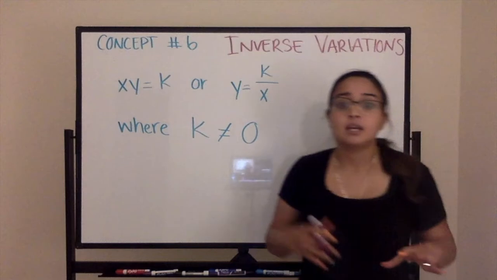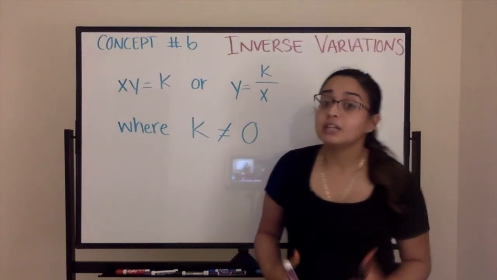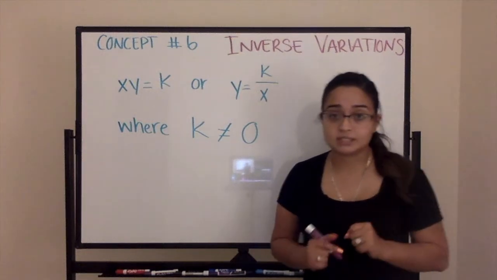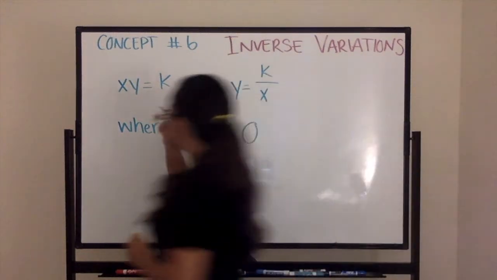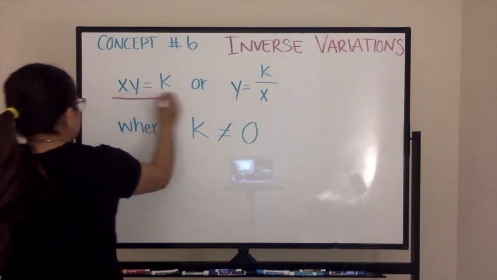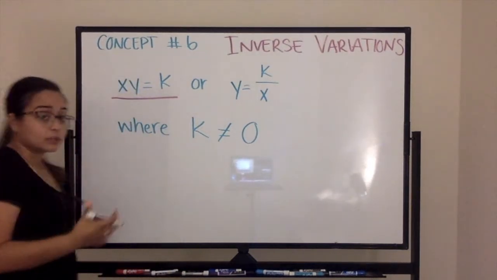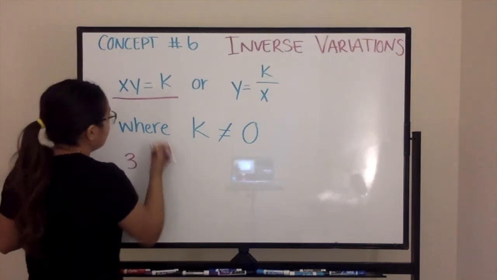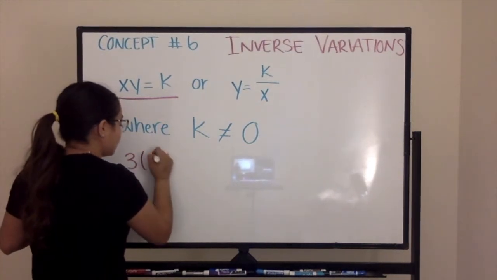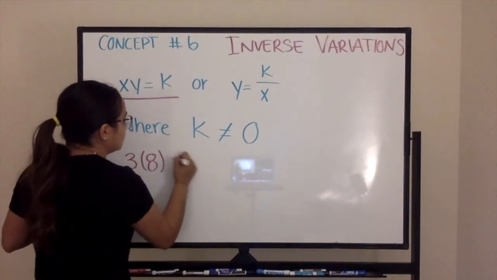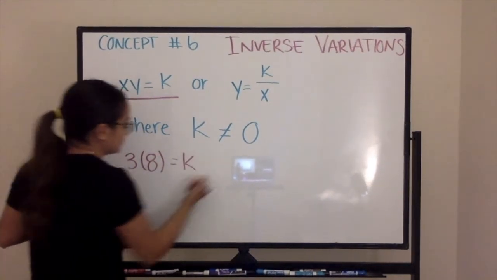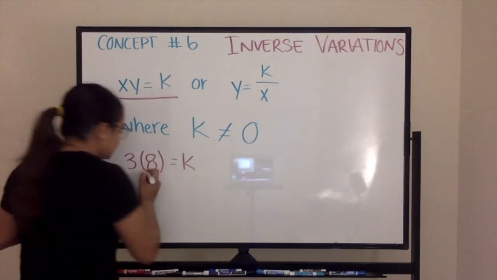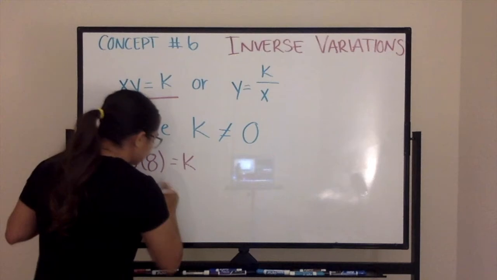Now, let's say we take 3 to replace the value of x and 8 to replace the value of y. And let's start with this example right here. Okay? We said we're going to use 3 to replace x, so 3, and we're going to replace y with 8, equal to k. Okay? 3 times 8 we know is 24.